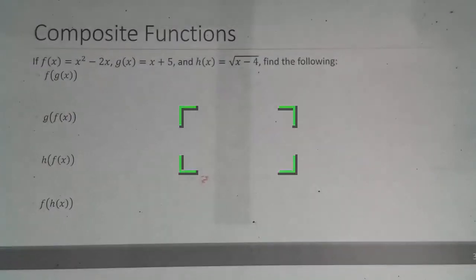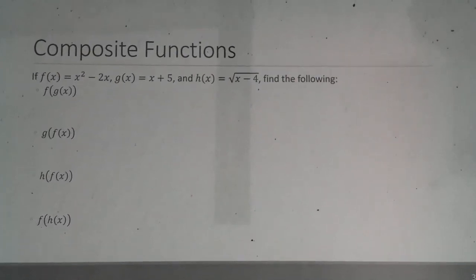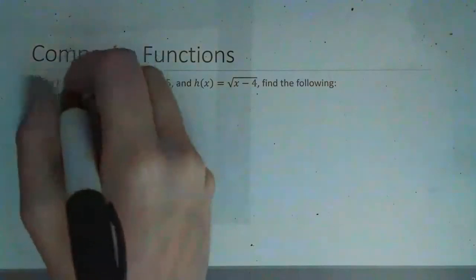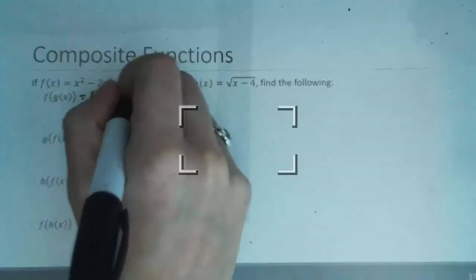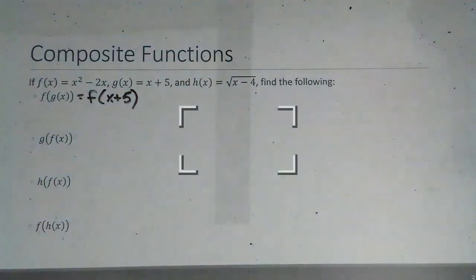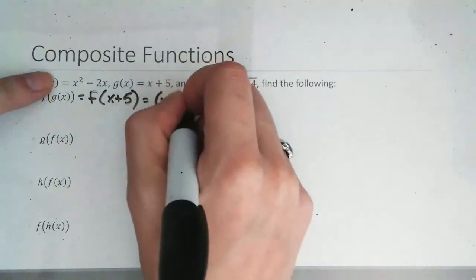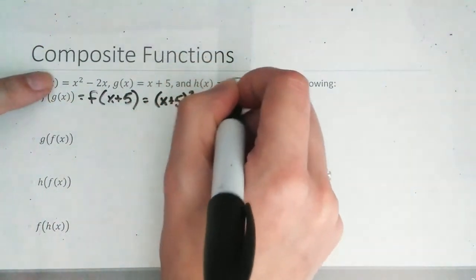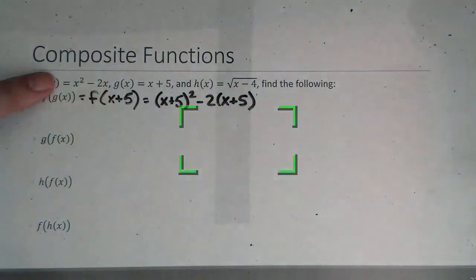If f of x is equal to x squared minus 2x, g of x is equal to x plus 5, and h of x is equal to the square root of x minus 4, find the following. First up is f of g of x. So that means in the function f, I'm going to plug in what g of x is. That's x plus 5. So anywhere I see an x in the function f, I'm going to replace it with an x plus 5. So we're going to have x plus 5 in parentheses squared minus 2 times x plus 5 in parentheses. So both of these x's got switched out for an x plus 5 in parentheses.